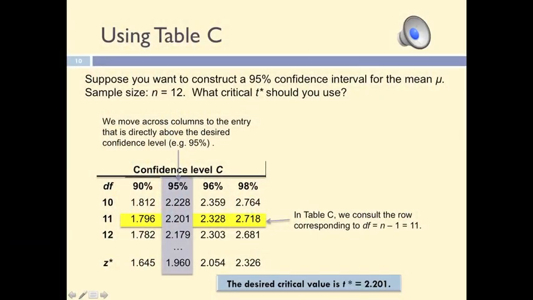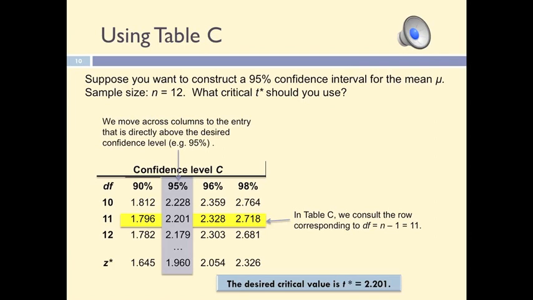As we mentioned in the previous slides, the shape of the t distribution differs based on sample size. Therefore, for the same confidence level, the value of t star will be different for different sample sizes. This is why when we use table C, we must know the degrees of freedom for our sample, which can be easily obtained by subtracting 1 from n. For instance, if we have 12 individuals in the sample, the degrees of freedom will be 11.